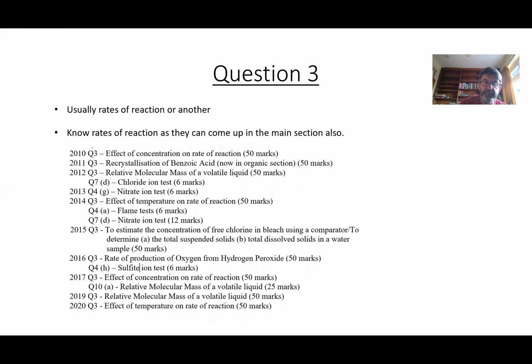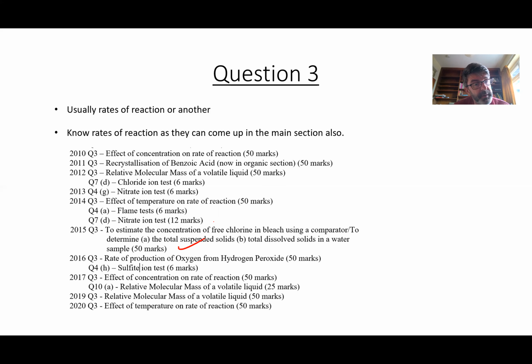So there was rate of reaction last year in 2020. Before that, we had relative molecular mass of a volatile liquid, rate of reaction, and before that, the free chlorine and the suspended solids, rate of reaction, volatile liquid, and so on. So rate of reaction obviously is a possibility every year. What hasn't come up in a while, since 2015, are those other water ones, which are free chlorine and the suspended solids and dissolved solids in water. What also hasn't come up since, and it's not listed there, it's 2009, is flame tests and the ion tests.